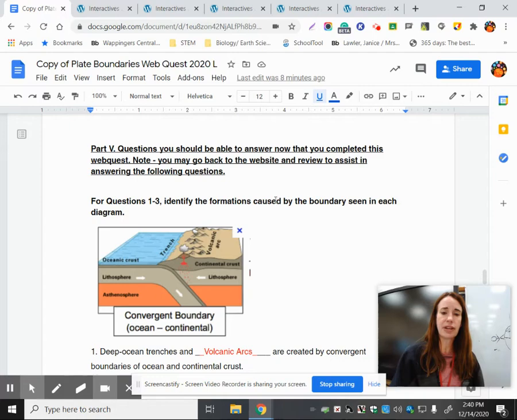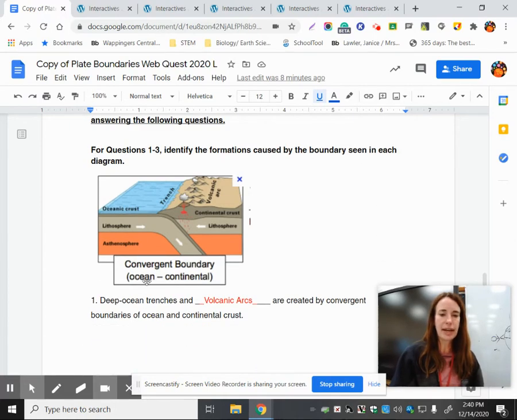So it says identify the transformations at the boundaries in each diagram. So what do we get when we get an oceanic and continental crust converging together? We get deep ocean trenches, and over here, the volcanic arc that happens. So that's what happens when you get an oceanic and continental coming in. One's going to subduct underneath, and we get this big trench, a big, deep part of the ocean. But then we also get some volcanoes along the coast.